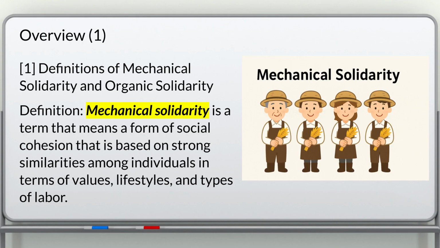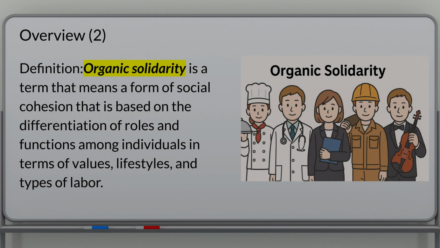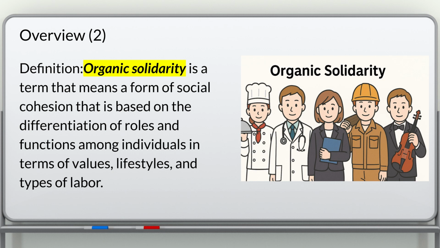Mechanical solidarity is a term that means a form of social cohesion that is based on strong similarities among individuals in terms of values, lifestyles, and types of labor. Organic solidarity is a term that means a form of social cohesion that is based on the differentiation of roles and functions among individuals in terms of values, lifestyles, and types of labor.